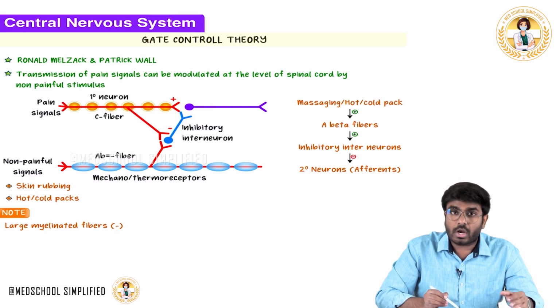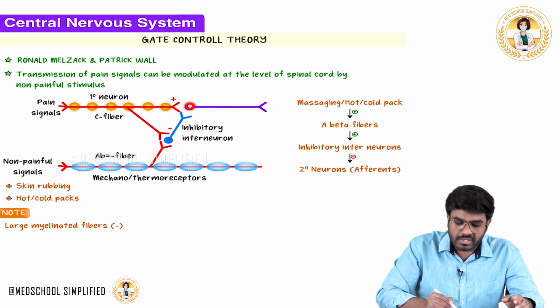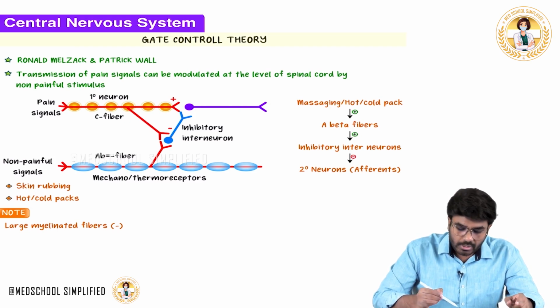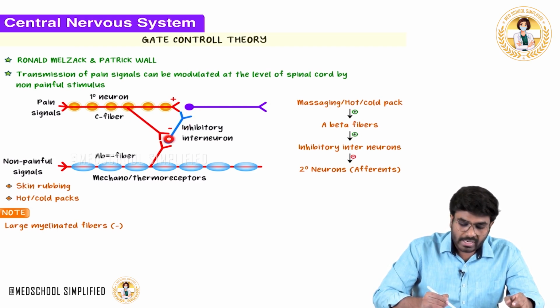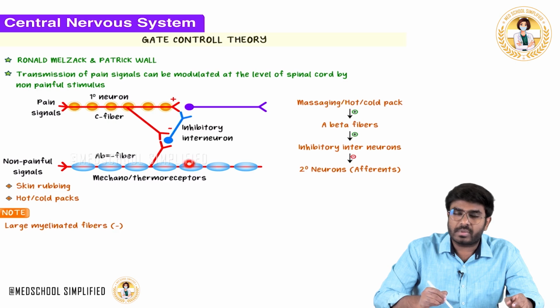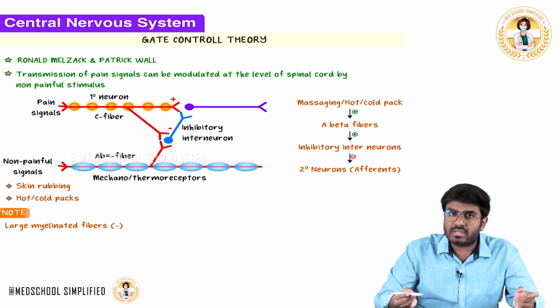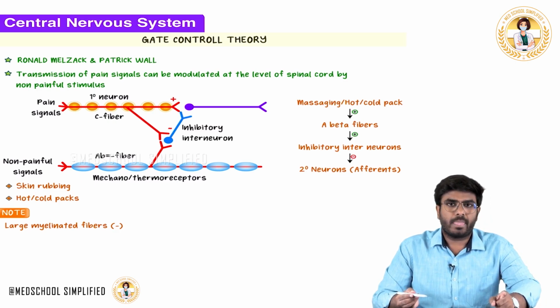So the second order neurons are not getting depolarized. They are not producing action potentials. So the information is terminated here, or the pain pathway is terminated here. Why? Because the second order neurons are inhibited. Who inhibits the second order neurons? Inhibitory interneurons. Who activates the inhibitory interneurons? A beta fibers. Why are the A beta fibers activated? Because of the non-painful stimulus.